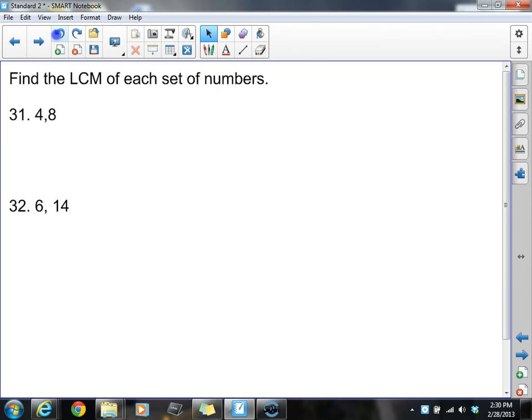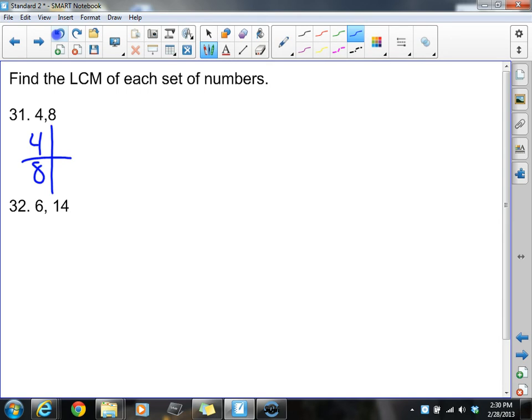Now we're going to switch to the least common multiple. Remember, factors are numbers that, when multiplied together, equal a number. Multiples are the answers to multiplication problems. For example, on the first one, 4 and 8, I'm going to do my same chart. Let's list 4 and 8.